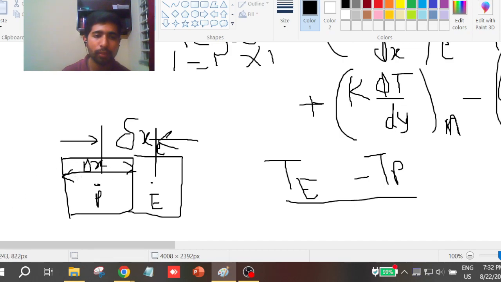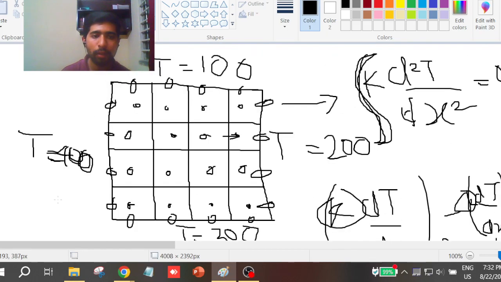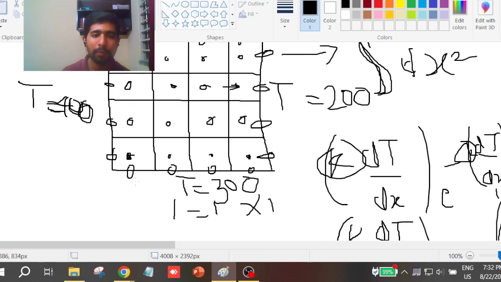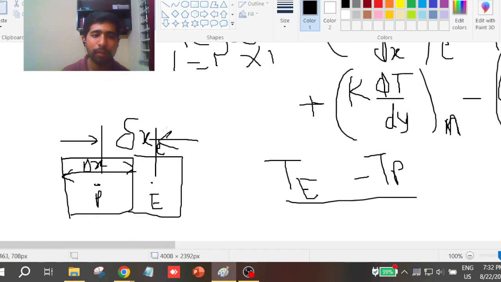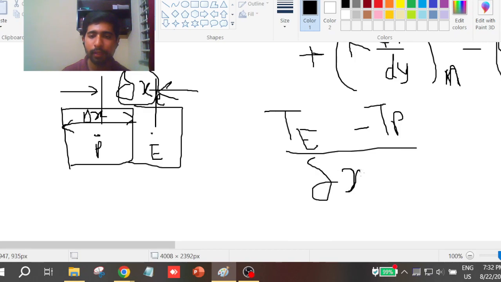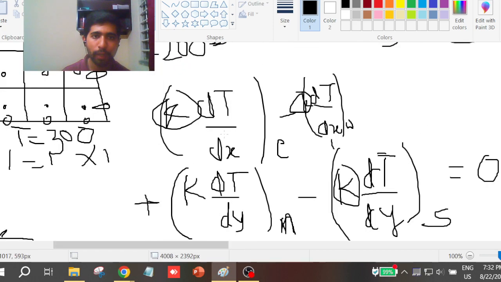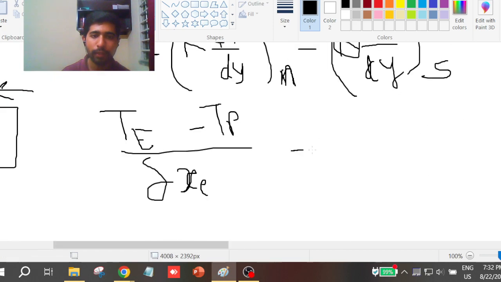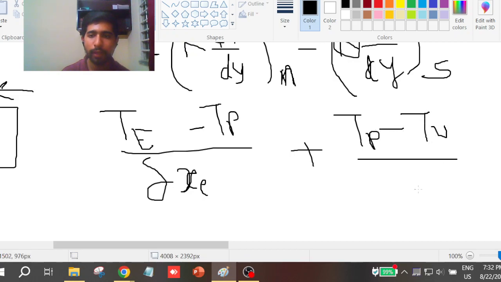Here it will be the same, but one more thing is when we come to these grid points at the boundary, dxw will become actually delta x divided by 2. That is why I have kept two different notations, so that we can automatically take care of this. So this will be in general dxe, and then dt by dx along the west face will be Tp minus Tw divided by dxw.